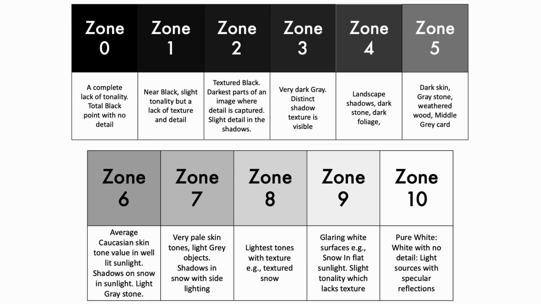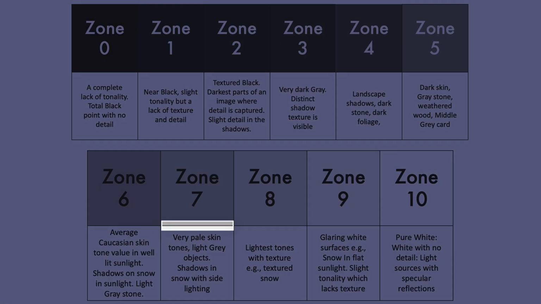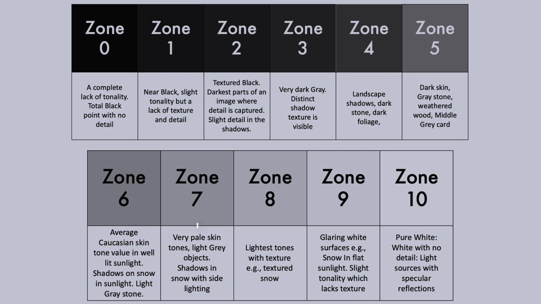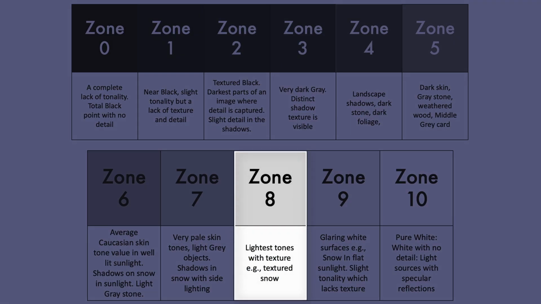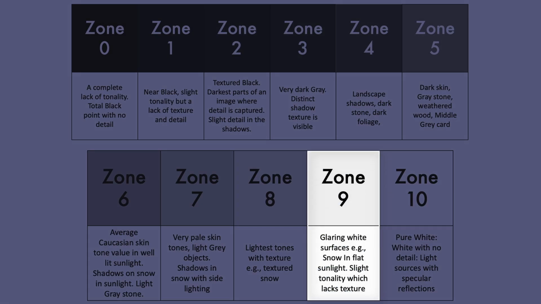Well, again, we can use our exposure chart. So if we look at zone 6, this is where Caucasian skin tones will sit and shadows on snow and sunlight. In zone 7, we can see that it's setting for very pale skin tones and very light grey objects, and shadows in snow with side lighting. And then as we get to zone 8, we have the lightest tones with texture, for example textured snow and clouds. As we go past zone 8 to zone 9, this is where it goes into glaring white surfaces. Now again, I don't want this white card to be glaring. I want it to be closer to textured snow or clouds.